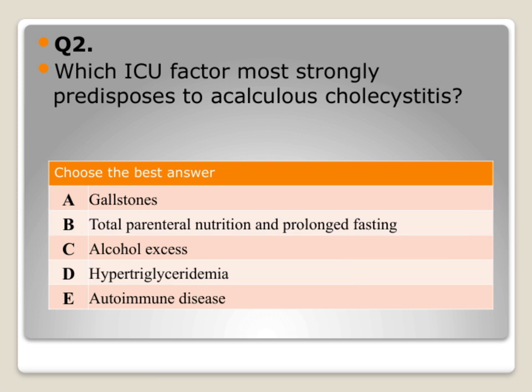Similarly, alcohol excess, hypertriglyceridemia, and autoimmune diseases are relevant in different contexts. But in the ICU setting, the most significant factor tends to be related to the patient's nutritional status and mobility. So, when we think about ICU patients, especially those on prolonged fasting or TPN, the lack of normal enteral feeding can really impair gallbladder emptying, creating an environment ripe for inflammation. This connection highlights how critical nutritional management is in preventing complications like acalculous cholecystitis in our critically ill patients.